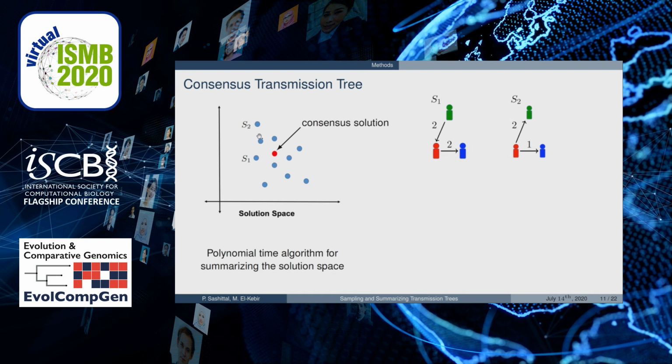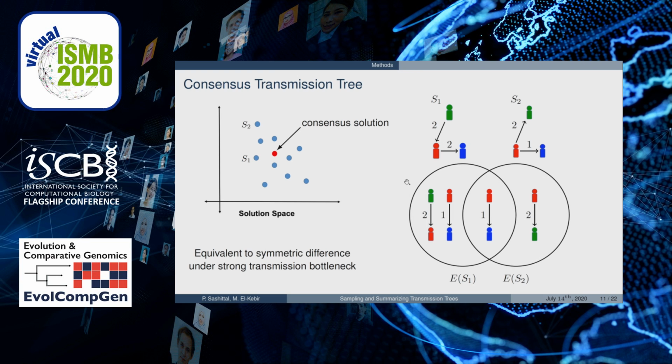Once we have sampled some transmission trees from the solution space, our next task is to construct a consensus transmission tree. We propose a polynomial time algorithm for doing this. The distance metric that we use to construct the consensus transmission tree accounts for both the topology of the transmission trees as well as the number of strains that are being transmitted. So we use the symmetric difference of the multisets given by the H sets of the transmission trees.